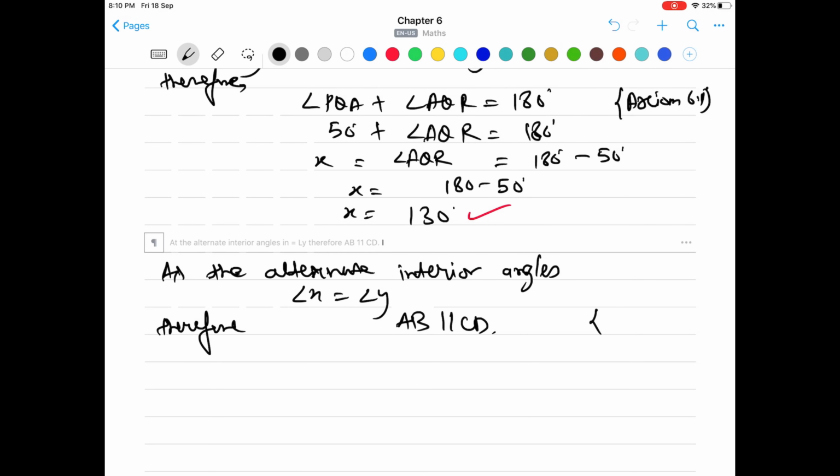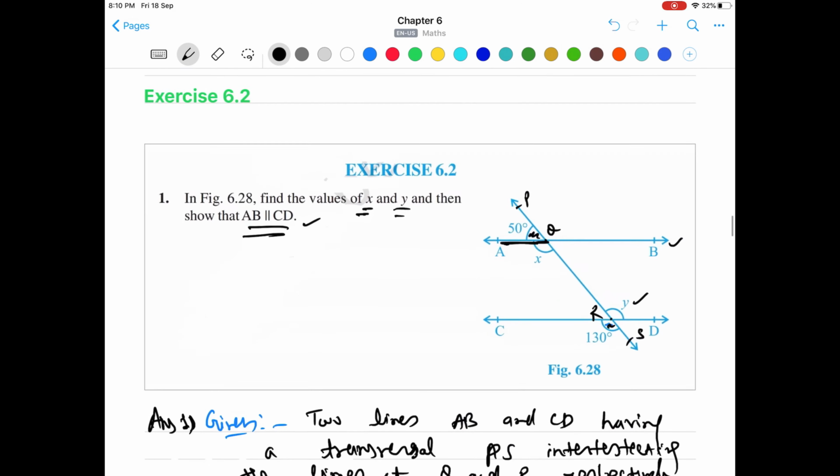Okay, as alternate interior angles are equal, therefore AB is parallel to CD. This is by theorem 6.3, which says if one pair of alternate interior angles is equal, then the lines have to be parallel. Okay, this is the answer of question number 1 of exercise 6.2.